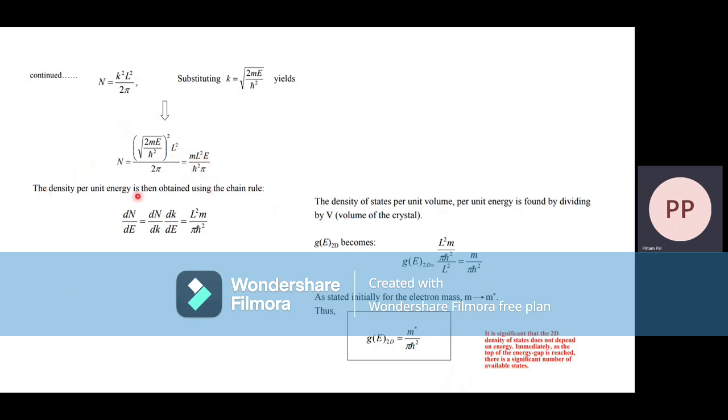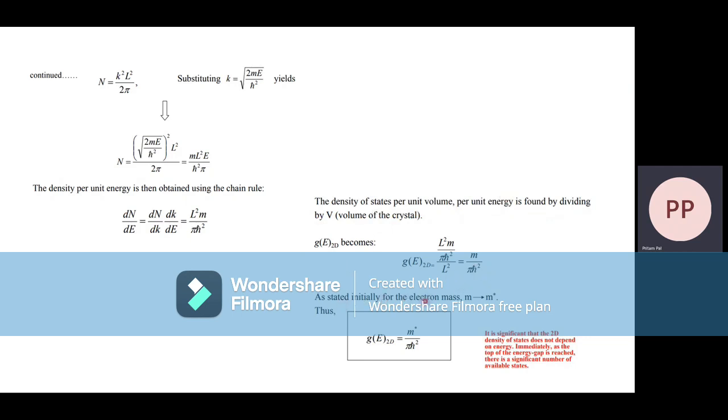The density of states per unit energy is then obtained using the chain rule. So dN/dE is basically the density of states per unit energy. We do the chain rule and write dN/dk times dk/dE. That will give you L squared m by pi h-bar squared. The density of states per unit volume per unit energy is found by dividing by V, the volume of the crystal. So it becomes m by pi h-bar squared.